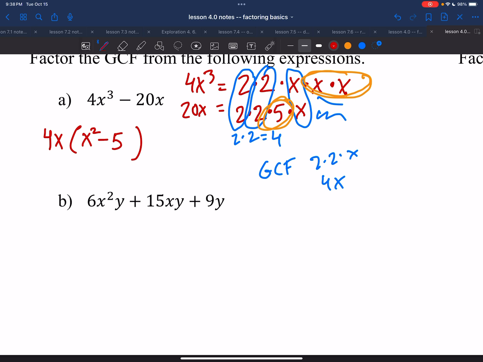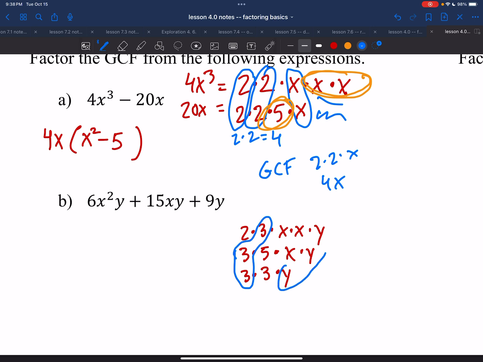Let's just do another. So I'm just going to kind of go through this example. I've already explained it. So let's take 6x squared y. So 6 is 2 times 3. Then that's 2 x's and a y. And then if I do 15xy, well, 15 is 3 times 5. And then you have an x and a y. And then 9y is 3 times 3 with another y. So I say, okay, what do they got in common? Well, they got 1 3 in common, and they got 1 y in common. So the GCF would be 3y, and that's it. So I say, okay, let's take 3y, put it right here, and we're factoring it out from the expression.